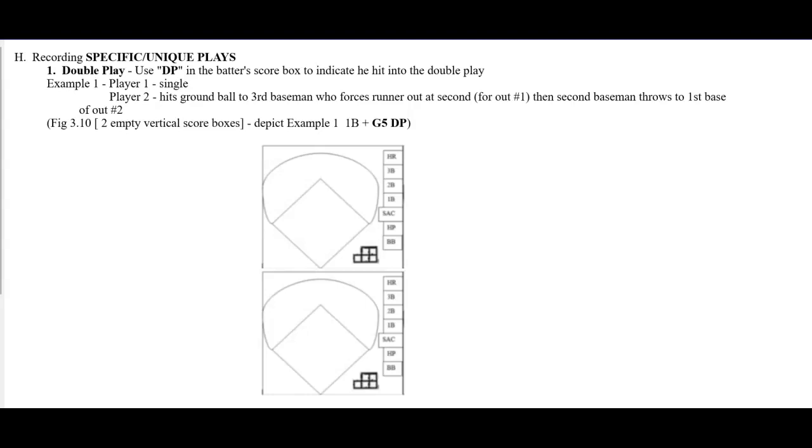In this example, the first player will hit a single, and the second player will hit a ground ball to the third baseman, who will throw to second to force the runner out, and from there the second baseman will throw to first to get the batter out. So this is how we would score that. The first player gets a single to center field.